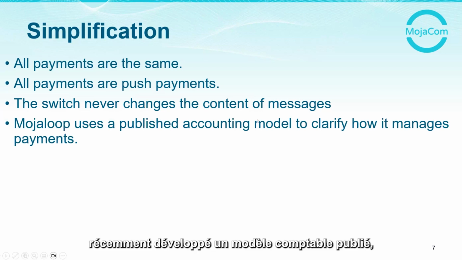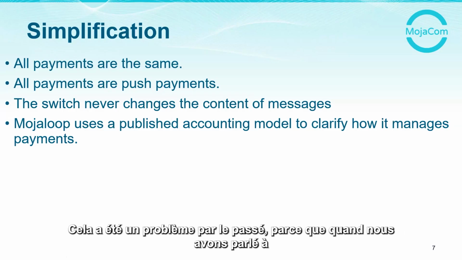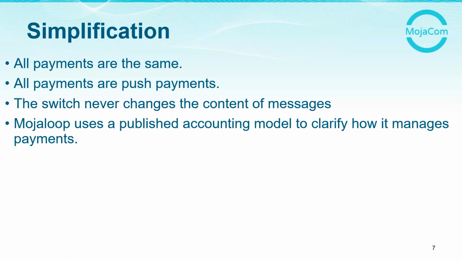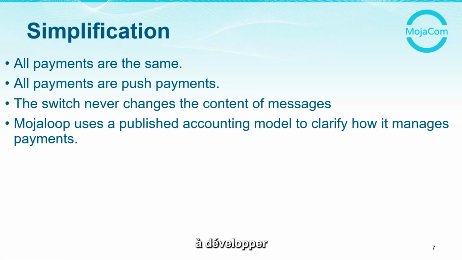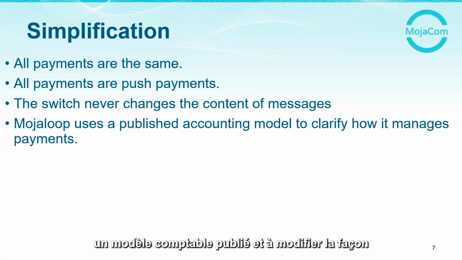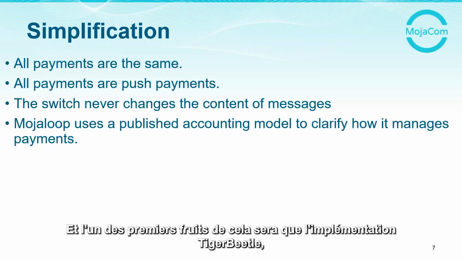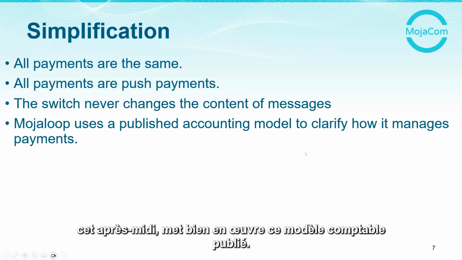Also, we've recently developed a published accounting model, which enables us to clarify to accountants and indeed to bankers in general how MojaLoop manages payments. That's been a problem in the past because when we've spoken to people like that, they've said, well, I don't really understand how this works at all. So we spent some time and effort over the past 18 months to 2 years to develop a published accounting model and to modify the way in which MojaLoop processes payments so that they are in harmony with that published accounting model. And one of the first fruits of that will be that the Tiger Beetle implementation, which you'll hear a bit more about in the near future this afternoon, does implement the published accounting model.